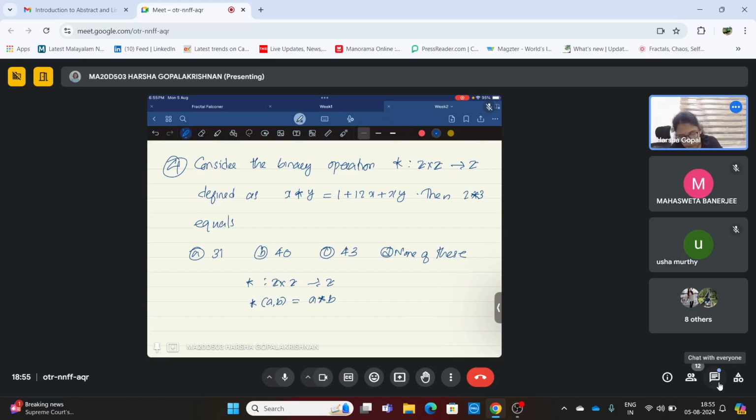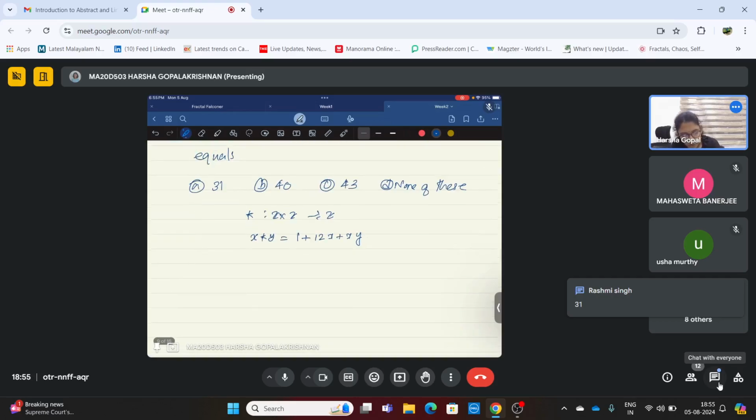For example, let me write the same notation. x star y is given as 1 plus 12x plus xy. This is the definition of the binary operation star given in the question. So the question is, what is 2 star 3? Yeah, very good, 31. So it is just a calculation only.